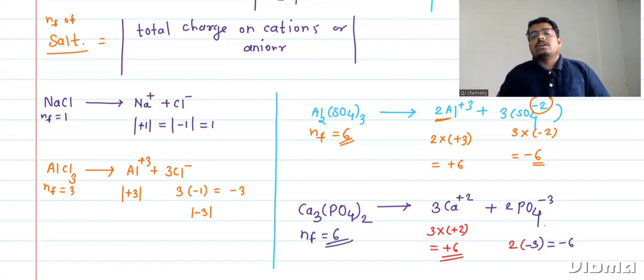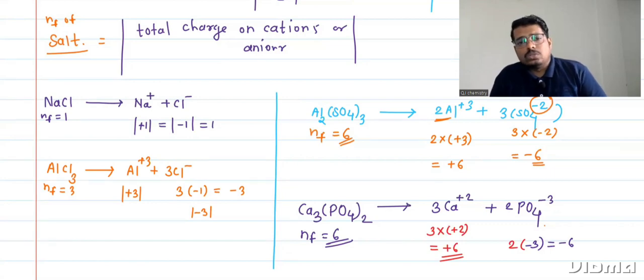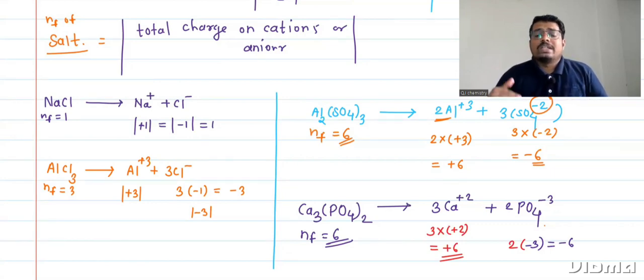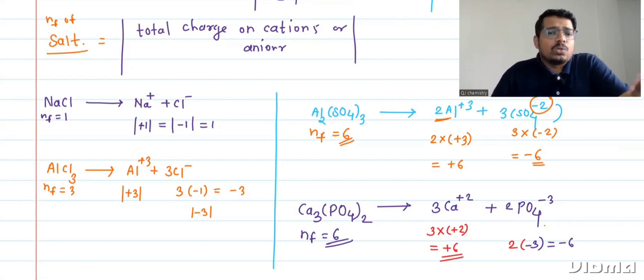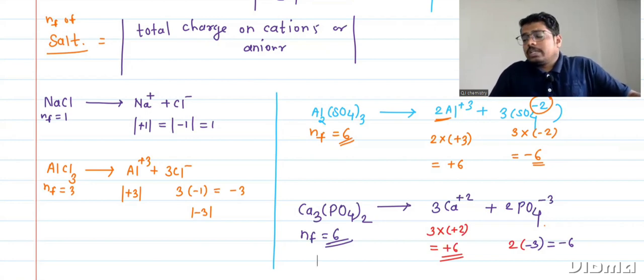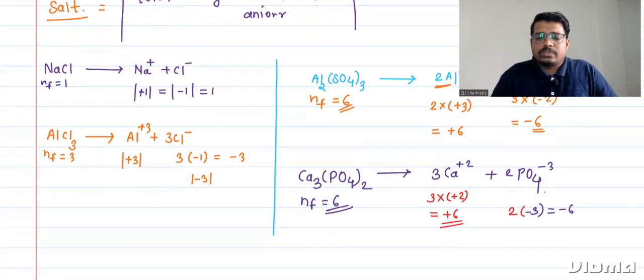Because in any type of salt, the total charge on cations is always equal to the total charge on anions. So while calculating the n factor, we'll calculate either the charge on cation or anion, because here we are taking only the positive value as n factor. So we can calculate the n factor in case of salt by calculating the charge on cation or anion, and we'll get the same answer.